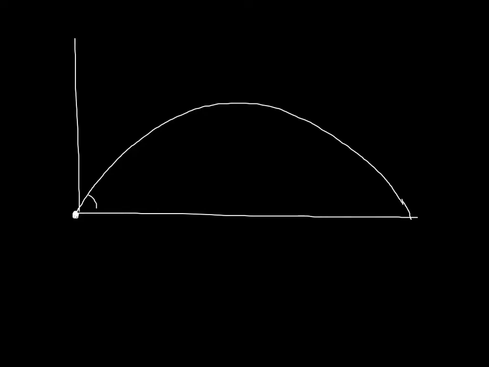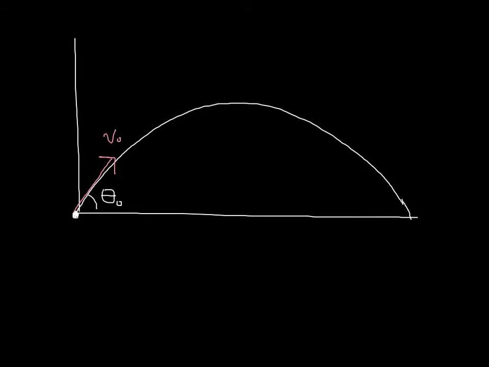So first, it is launched at a specific angle, theta. And that is its initial angle, so we're going to say it's theta naught. It has an initial velocity, v naught.